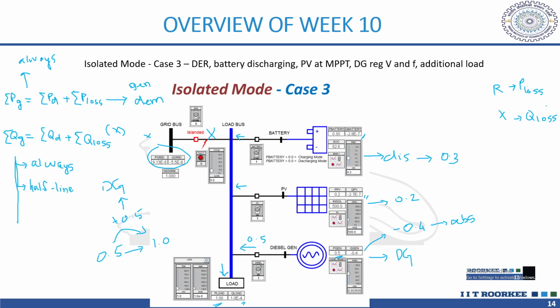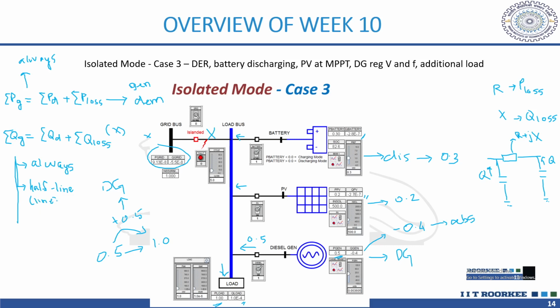So, basically, if you remember the pi model of transmission line that we consider, this is your R plus jX, right? And these shunt capacitors are additional Q sources in the system, right? And this will depend upon the line parameter.